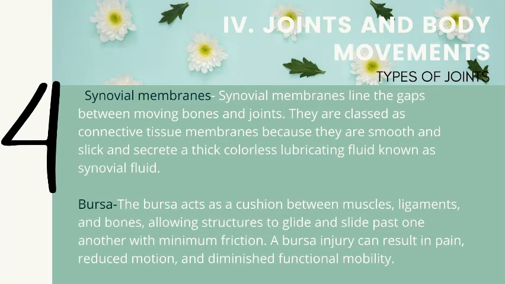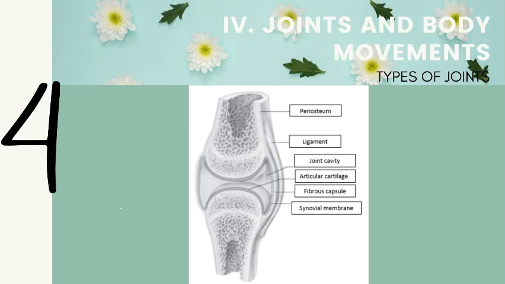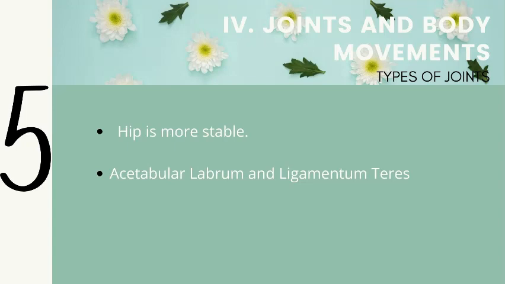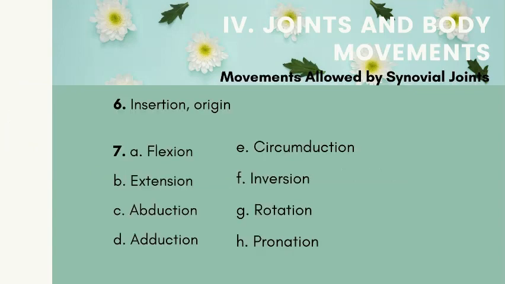Still in number 4, we have here periosteum ligament, joint cavity, articular cartilage, fibrous capsule, and lastly, synovial membrane. Number 5. Which joint, the hip or the knee, is more stable? The hip is more stable. Number 5, name 2 important factors that contribute to the stability of the hip joint. So it is the acetabular labrum and ligamentum teres.